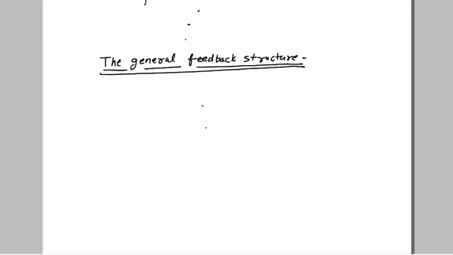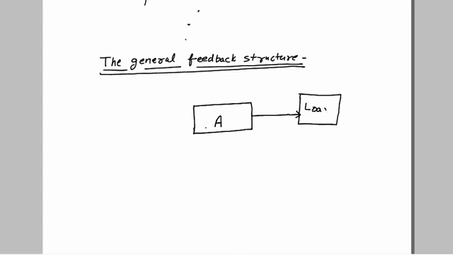Let us see the structure of a feedback amplifier. Suppose this is our amplifier, which has the open loop gain A. It means A represents the gain of the amplifier without feedback. Then we have a load across which the output will be taken.